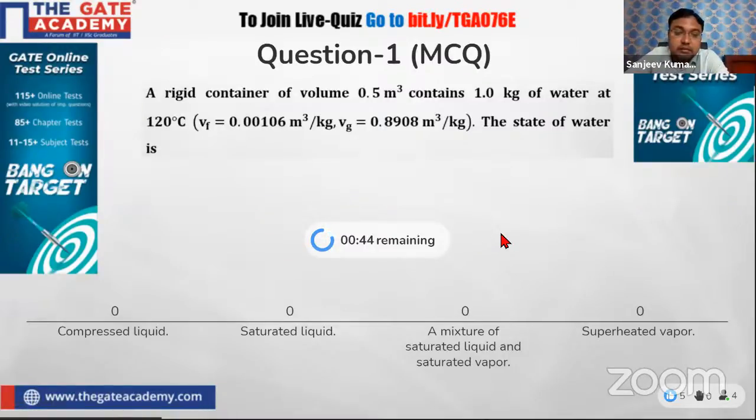A rigid container of volume 0.5 meter cube contains 1 kg of water at 120 degrees centigrade. Specific volumes Vf and Vg are given. You have to find the state of water, whether it is a compressed liquid, saturated vapor, saturated liquid, or a mixture of saturated liquid and vapor. You can solve this question like a numerical, or by looking into the data you can understand the exact condition of water.